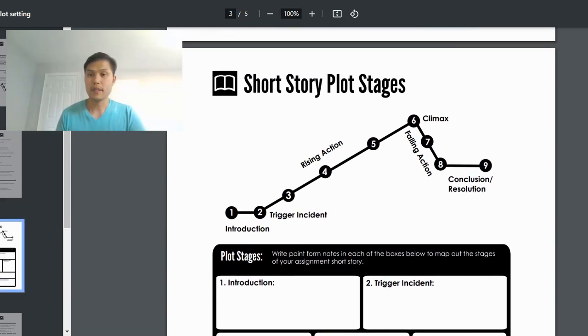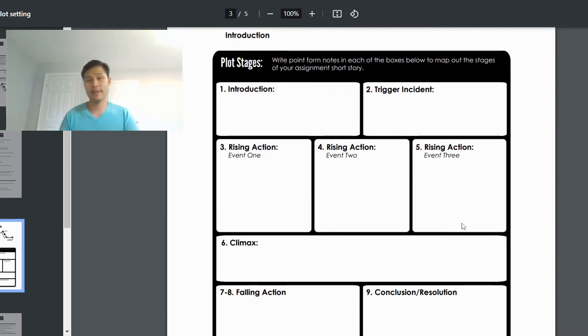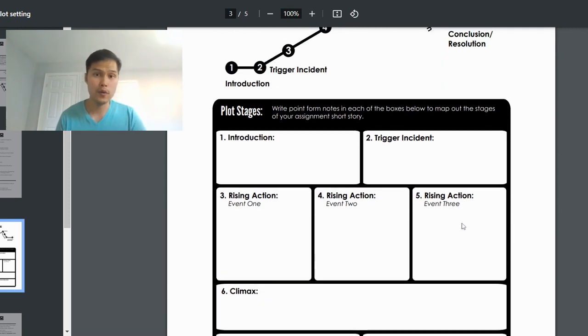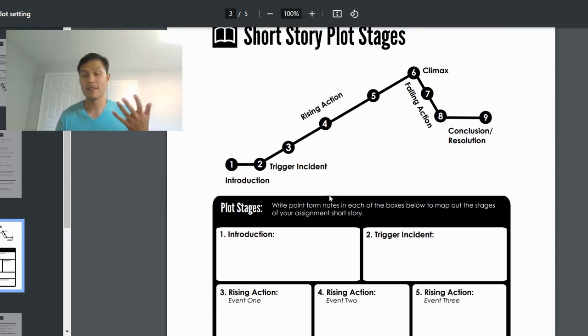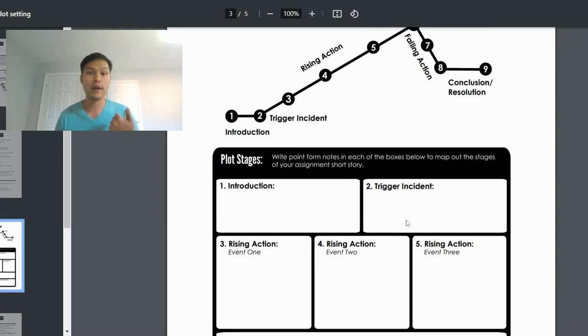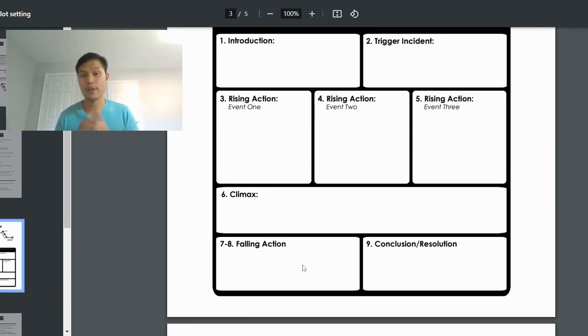You have this particular diagram to understand how a plot is developed. What you're going to do for an activity is that you're going to write point form notes of a particular movie or story that you know. For example, let's say you chose The Three Little Pigs. What is the introduction of The Three Little Pigs? What is the trigger incident of The Three Little Pigs? The rising actions, the climax, the falling action, and the conclusion.